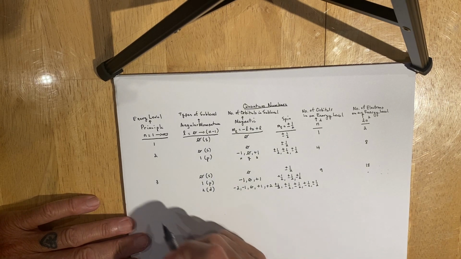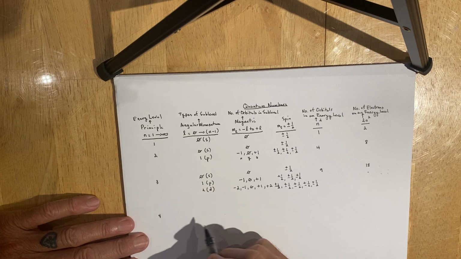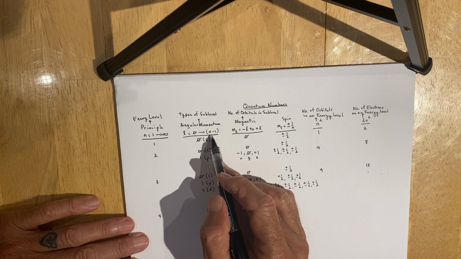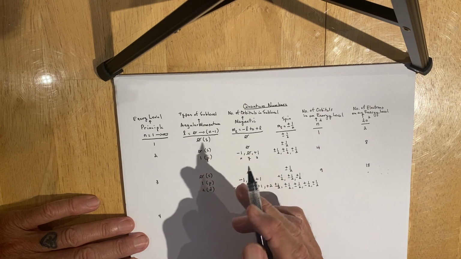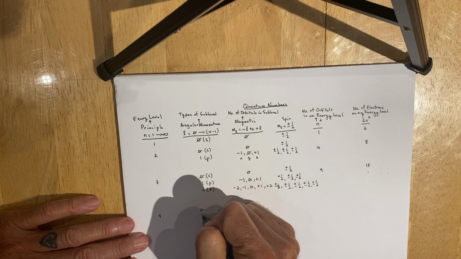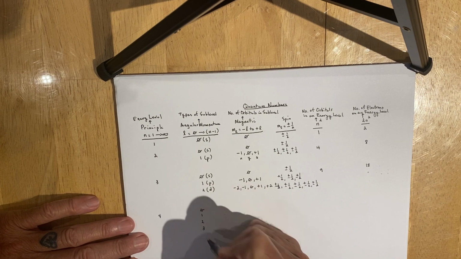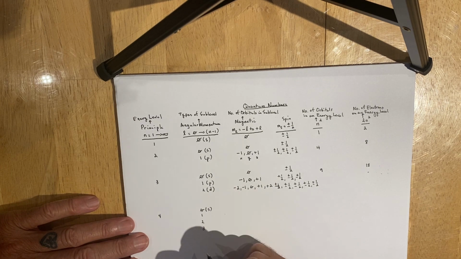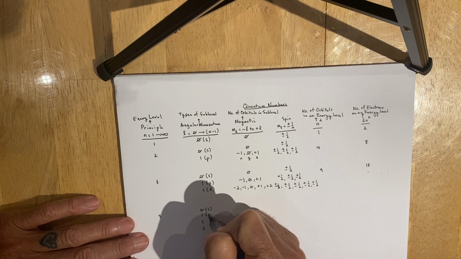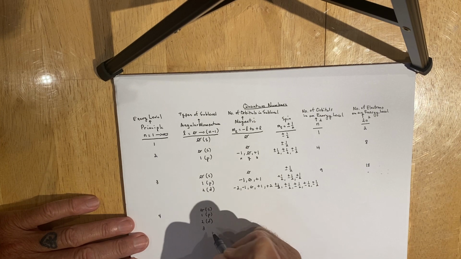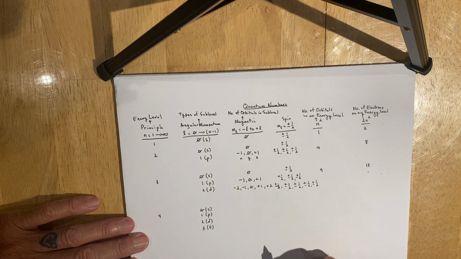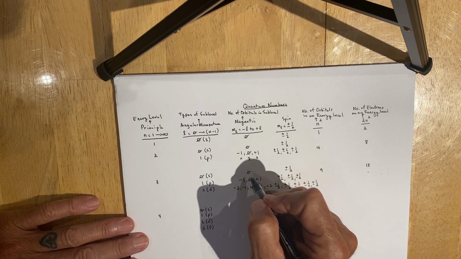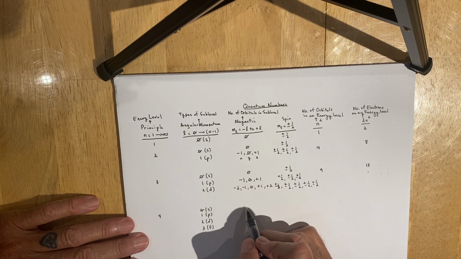Moving to the fourth energy level, things get even more interesting. If n is 4, the value of L ranges from 0 to 4 minus 1, which is 0 to 3. So we have 0, 1, 2, and 3. Now we're introducing a new type of sublevel. Once again, the fourth energy level has an S sublevel, a P sublevel, a D sublevel, and now we add an F sublevel.